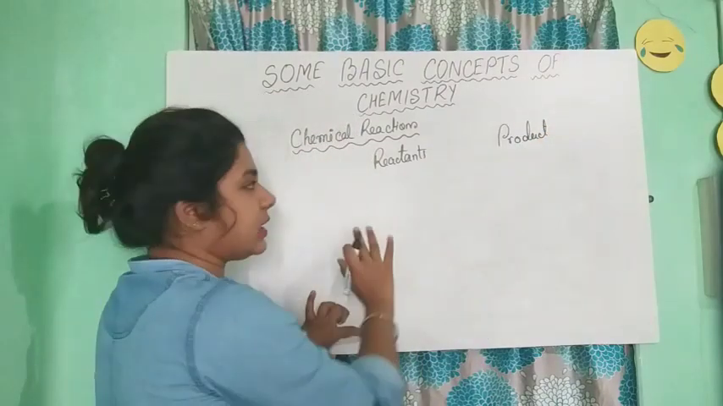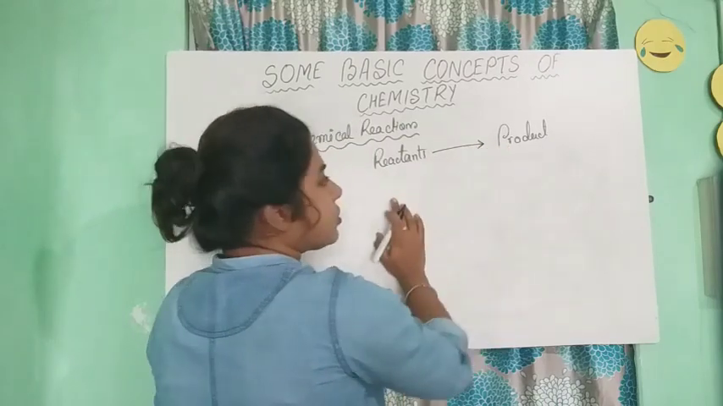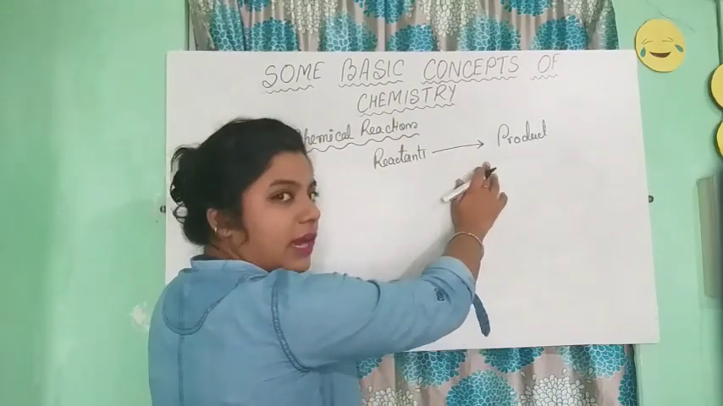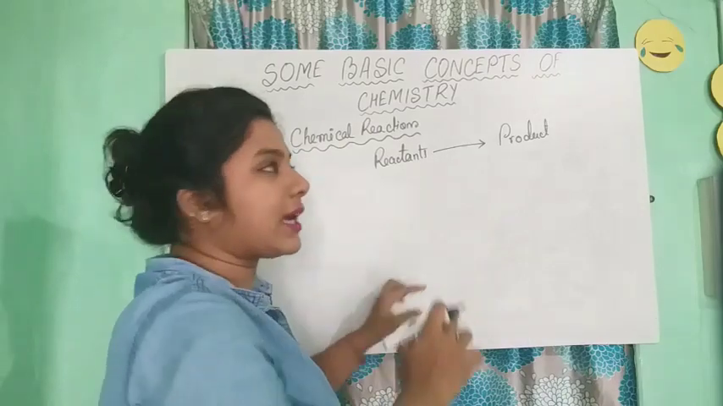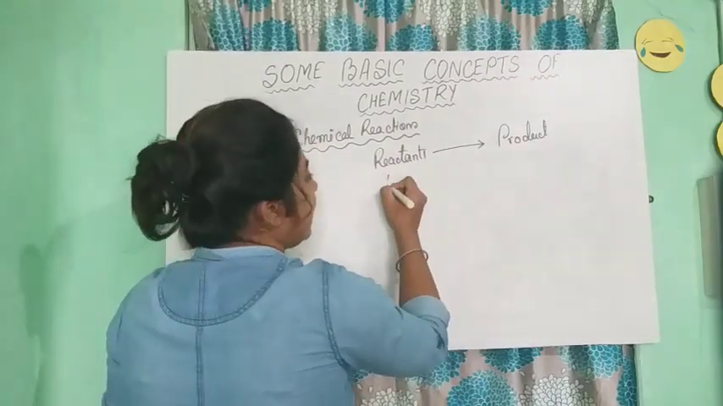So these two things are present in a chemical reaction, where you can show the conversion of a reactants to products by the help of an arrow. We show reactant to product with an arrow, right? Reactants are always written on the left hand side.